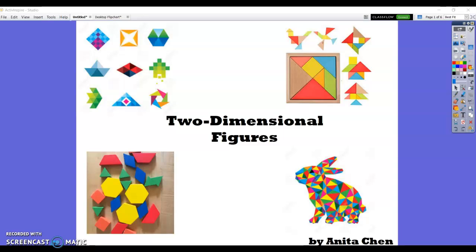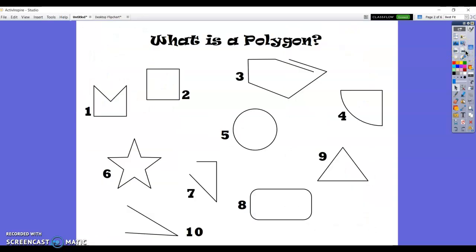In this tutorial, we are going to talk about two-dimensional figures. But first, let's explore what a polygon is. What do you think a polygon is? I have 10 different shapes here.